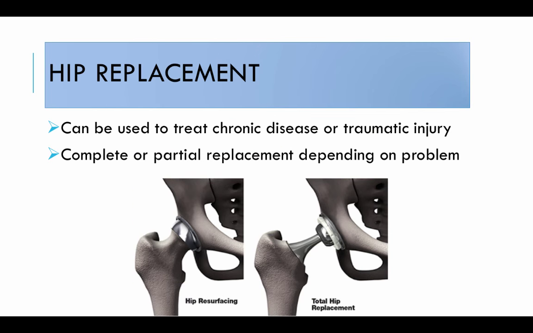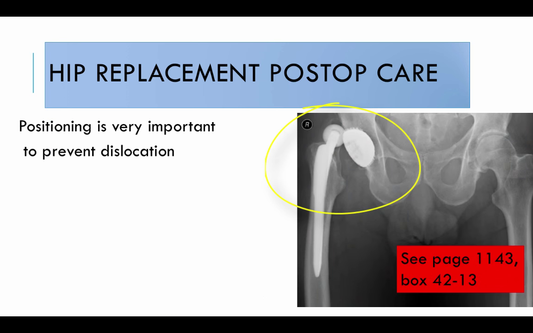Hip replacement surgery, again, can be used for chronic arthritis or traumatic injury. And I want you to look at how this is done. The one on the left is just resurfacing of the ball and socket. On the right is a complete joint replacement. And this is what a complete joint replacement looks like. And this is a dislocated one. But I want you to see how far down that trocar goes in that femur where they've pounded that in there.